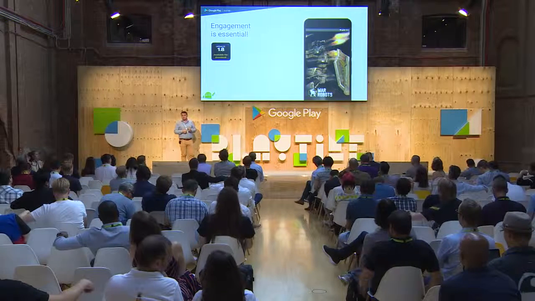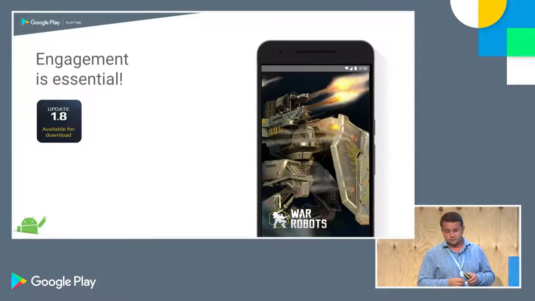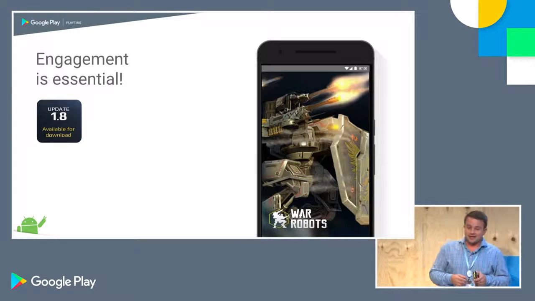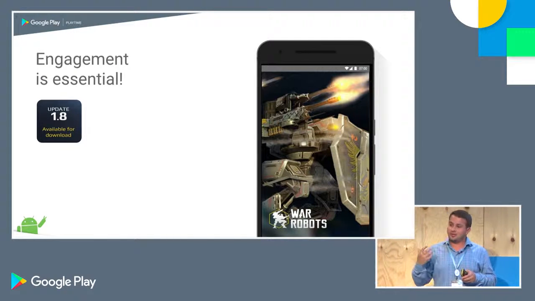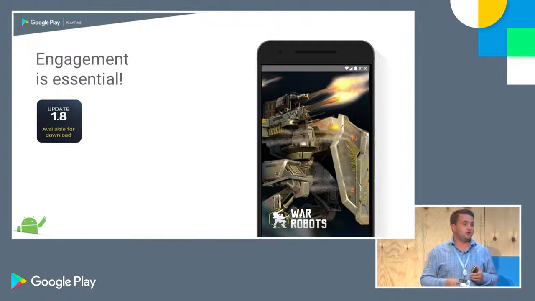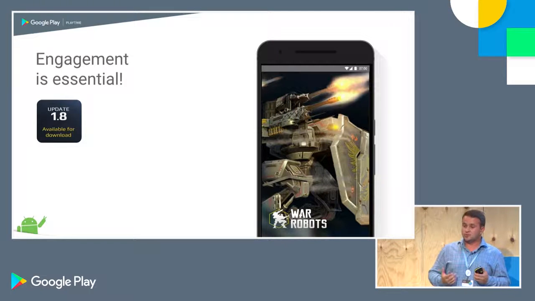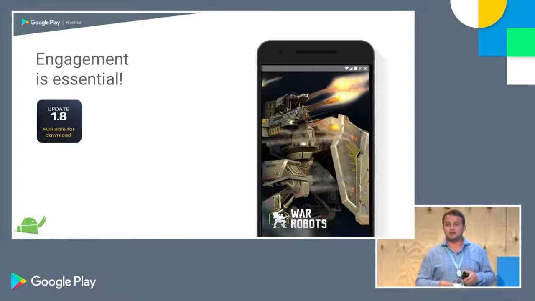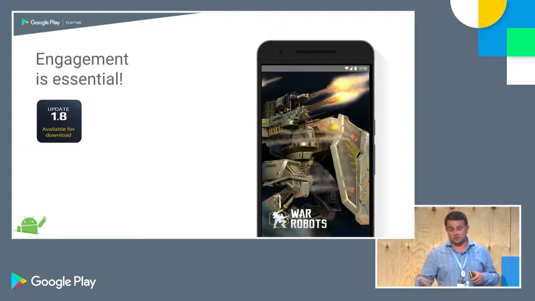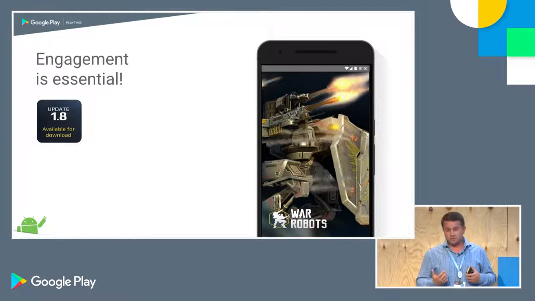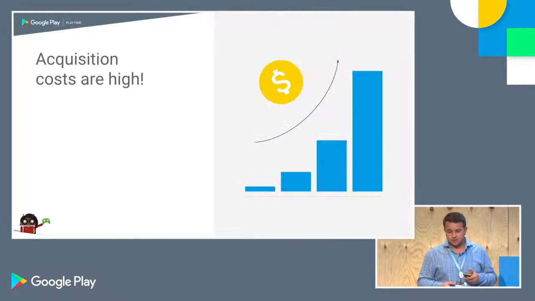Again, because engagement is essential, here featuring War Robots, people get used to talking to you. And the more efficient you are, the more likely you are to reach your users when you try to share some important information about the upcoming event and the upcoming patch. People will just stay engaged longer.